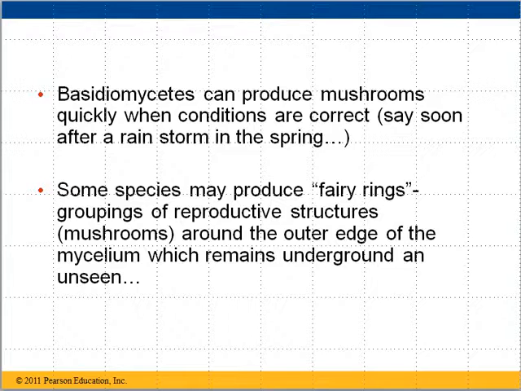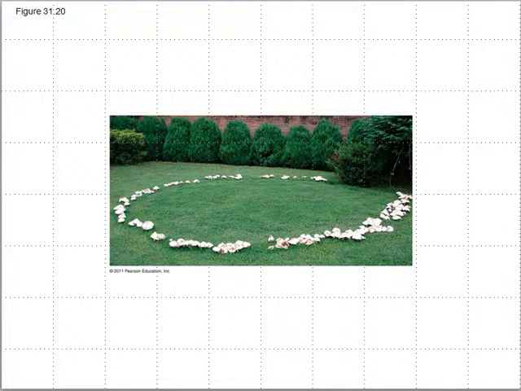Some species produce what's called a fairy ring, which is a grouping of these mushrooms or reproductive structures all around the outer edge of the mycelium, which remains underground and out of sight. In a field or in a lawn, you may see an entire ring of mushrooms, and they used to be, or still are, called fairy rings, because supposedly in folklore this is what occurred when fairies came out and danced in the moonlight. This was like their little stage.